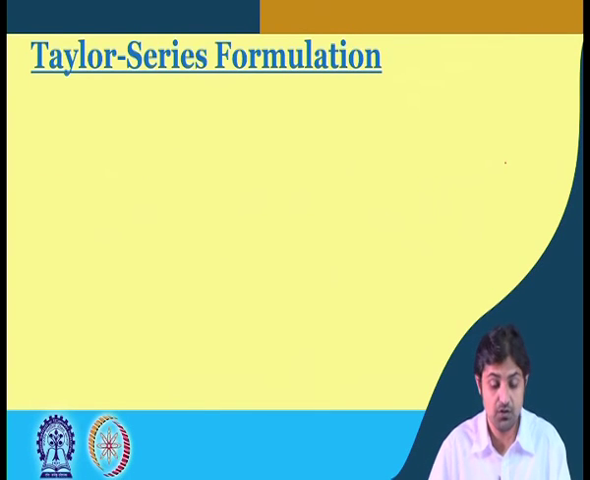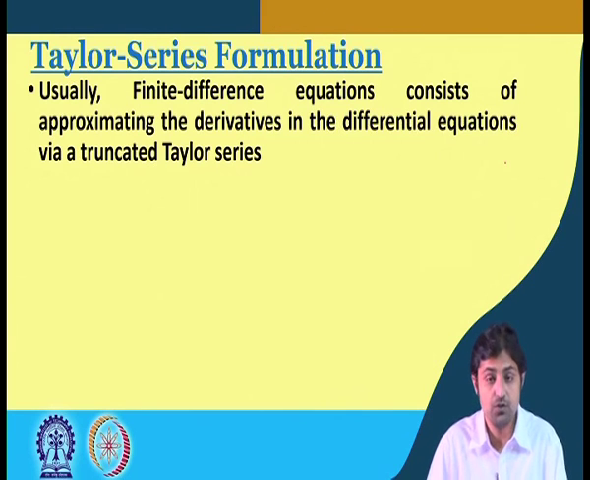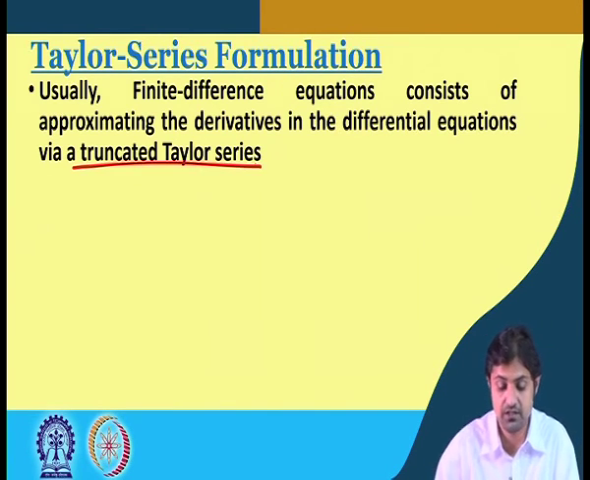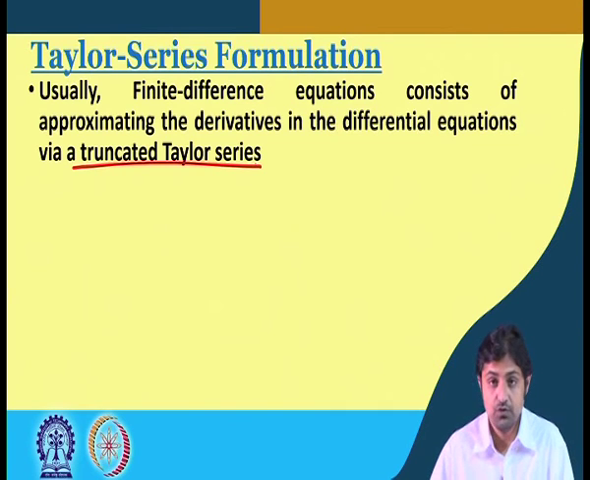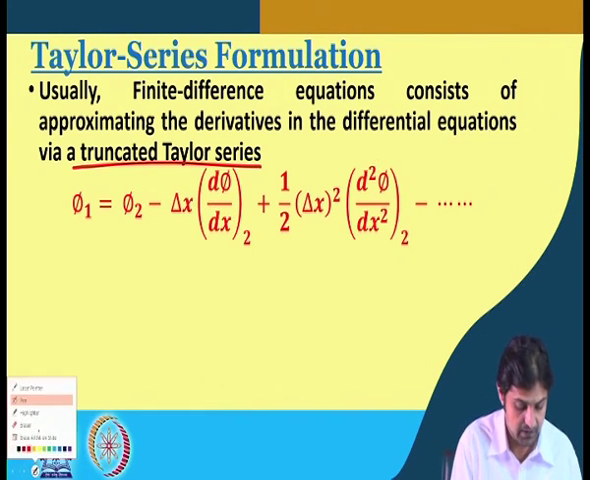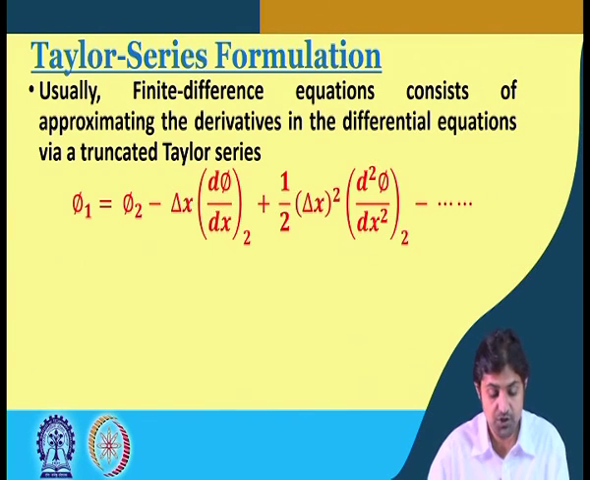There is something called the Taylor series formulation which we generally use. Usually, a finite difference equation consists of approximating the derivatives in the differential equations via a truncated Taylor series. So, how do we approximate the derivatives in the differential equation? Using a truncated Taylor series, which looks like this. I am pretty sure you have read that in your maths class.